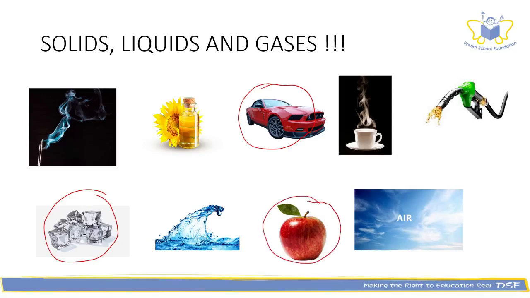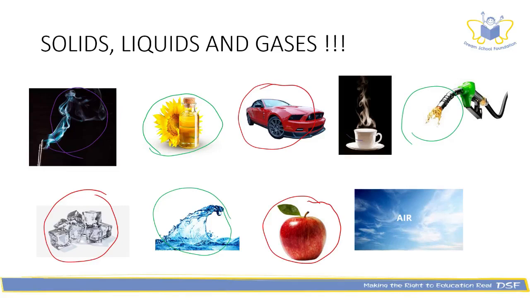Now let us look at something that does not have a proper form or shape, but yet we can touch it. That would be oil, water, and petrol, right? Now let us look at the ones which do not have a proper form and which we cannot touch too. That would be the smoke from agarbatti, steam or vapor from the teacup, and air, correct?